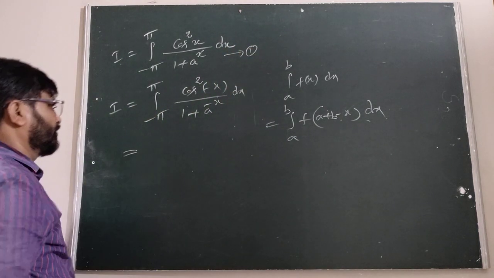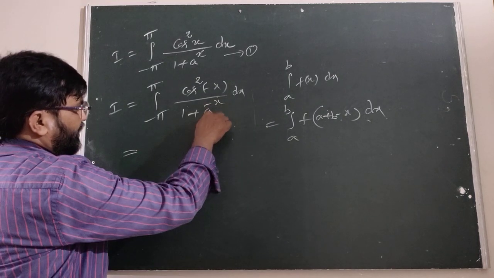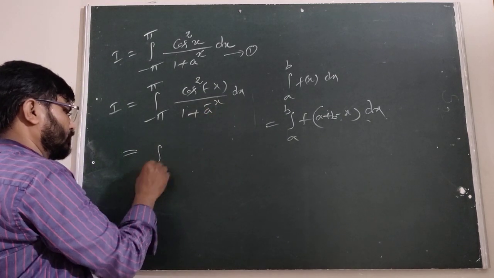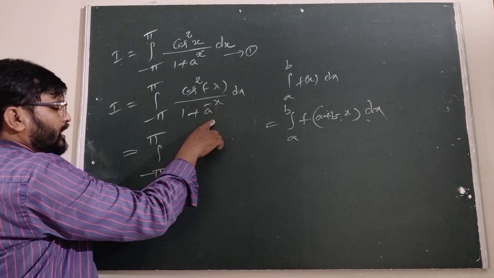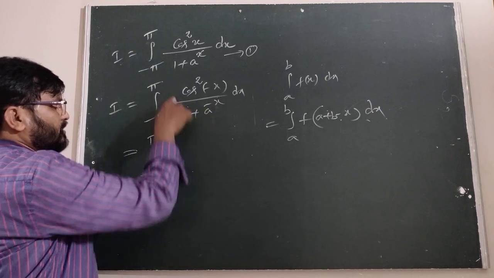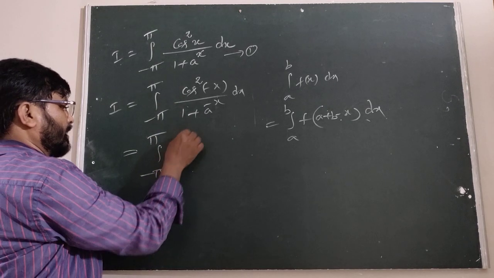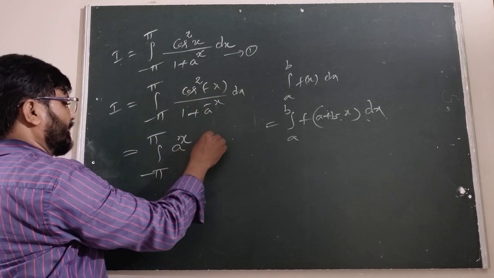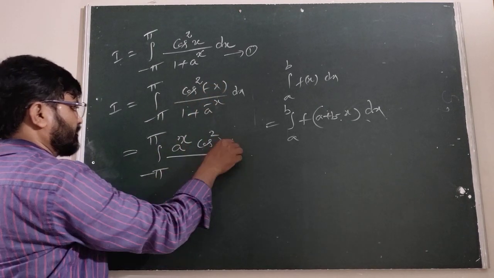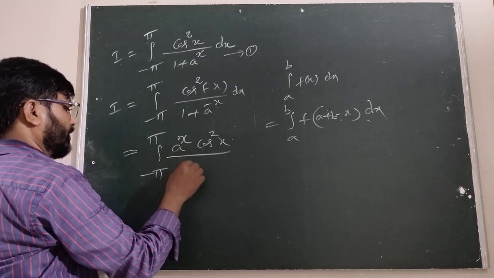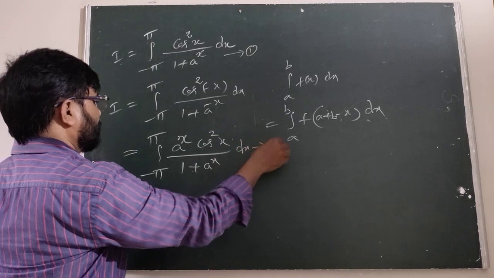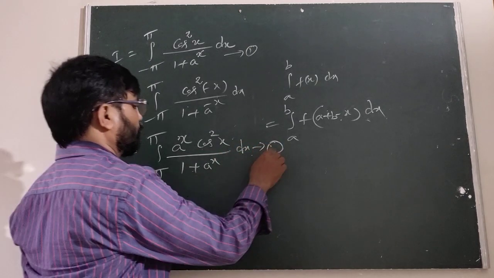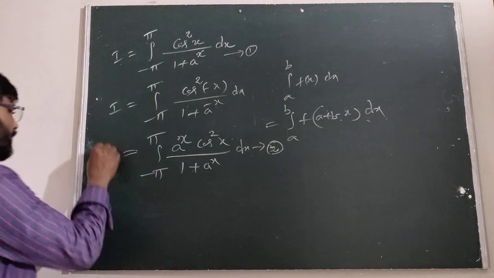Now we can write this as 1 by a power x. The integral from minus pi to pi, 1 by a power x, we have to take the LCM, a power x, sending a power x to the numerator. Cos square of minus x is cos square of x. Again we get 1 plus a power x dx. This is the 1, this is the 2, this is the I.